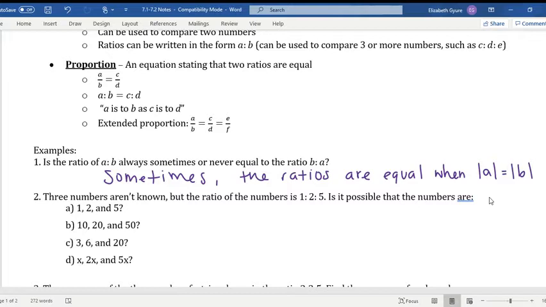Well, if we have a ratio of 1 to 2 to 5, could the numbers just have been 1, 2, and 5? Sure, absolutely. Why not, right? We can't reduce that at all. So that's a possibility.